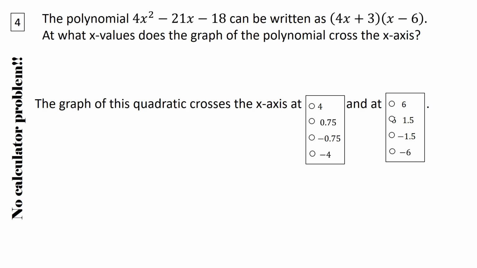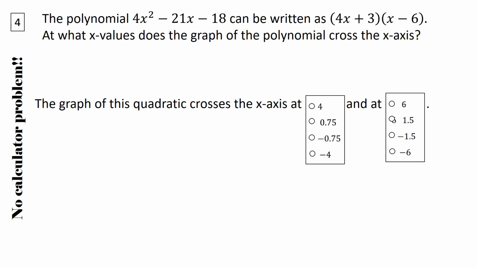Now, it gives us a standard form of the polynomial, but we don't even need that because it then says it can be written as (4x + 3)(x - 6), which is the factored form. And it asks, at what x values does the graph cross the x-axis? Well, factored form is really good at telling us x-intercepts. So we're going to use the factored form.